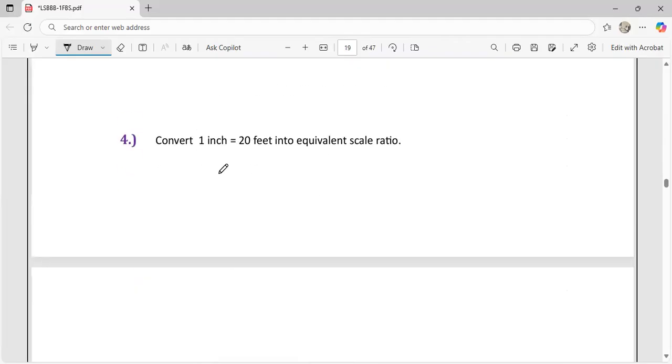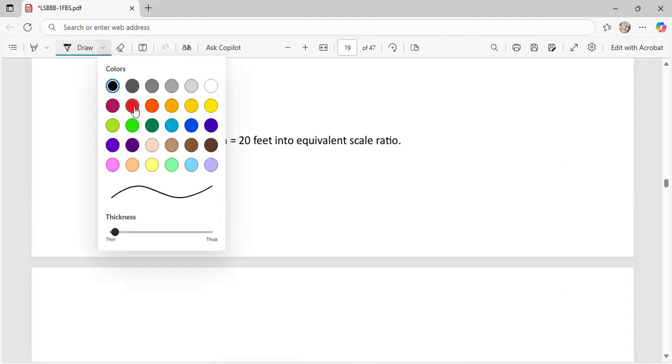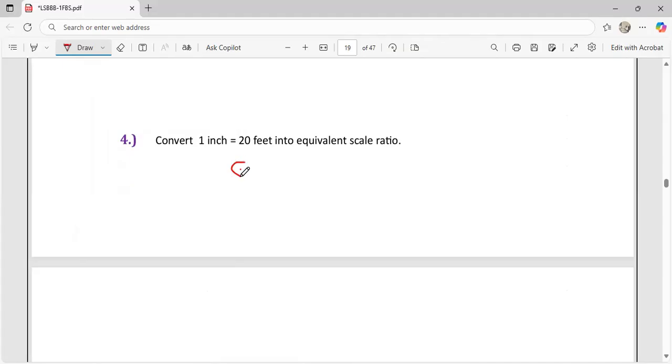So this is the question. The question is saying that we should convert 1 inch is equal to 20 feet into an equivalent scale. If you are asked to convert or solve such a question, how do we go about it? We can move straight into our solution.